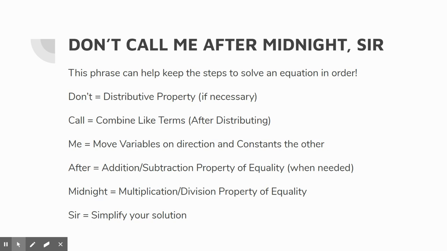So what that means is if I have the x variable on both sides of the equation, I need to get those together on one side. And then I need to move my constants the opposite direction of whichever direction I move my variables. "After" is addition and subtraction properties of equality whenever needed. And then "midnight" is multiplication and division properties of equality. And then "sir" is where we simplify our solution and we have our answer. So that's just a little phrase to help keep the steps in order.